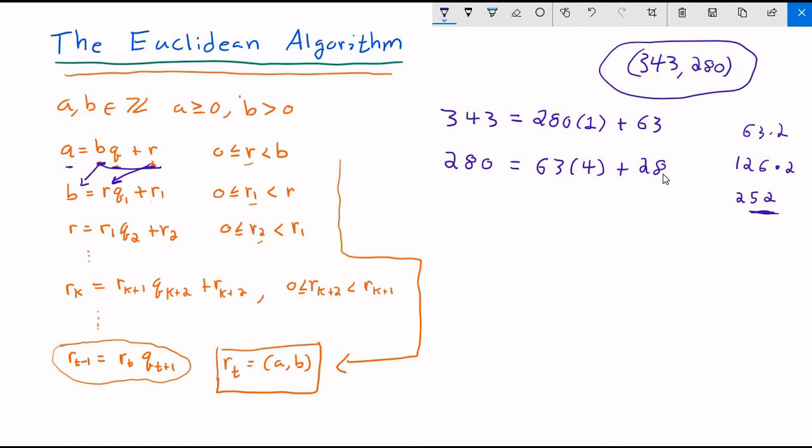And then we look at our process. What does it say? Now we take what was involved in the multiplication over here, and that goes on the left-hand side. So now we're going to get 63 is going to be equal to 28 multiplied by some number. So how many times does 28 fit into 63? Well, 2 times 28 gives us 56.